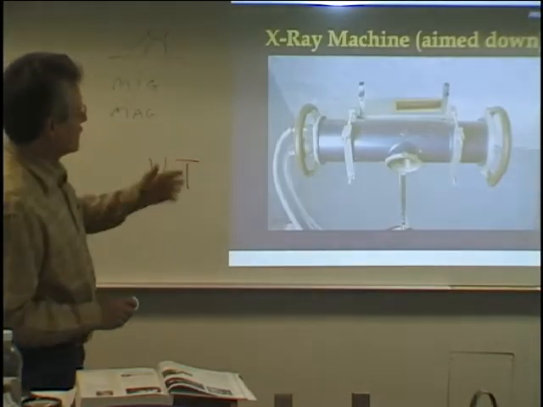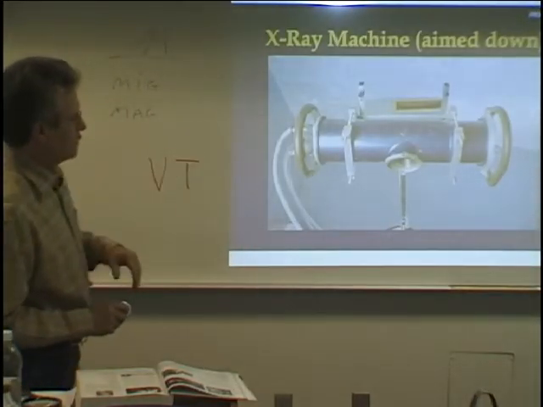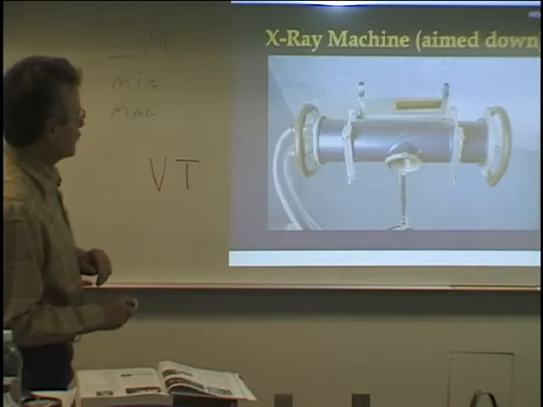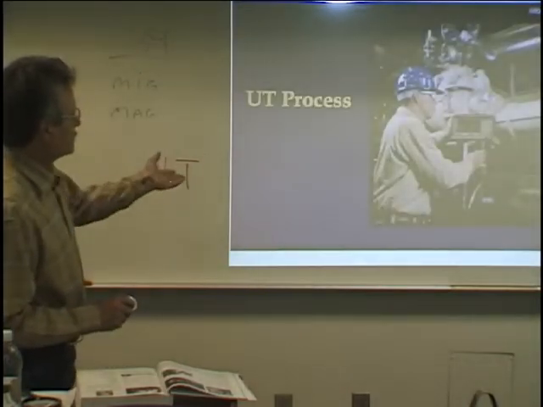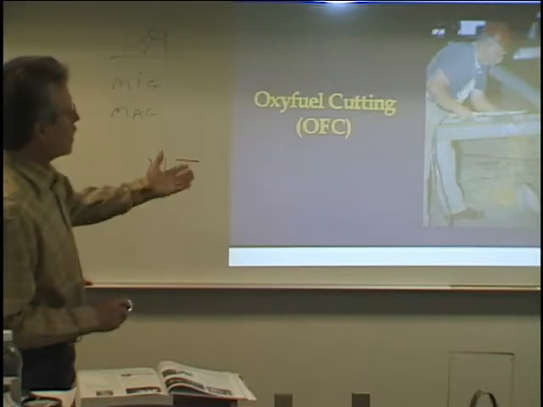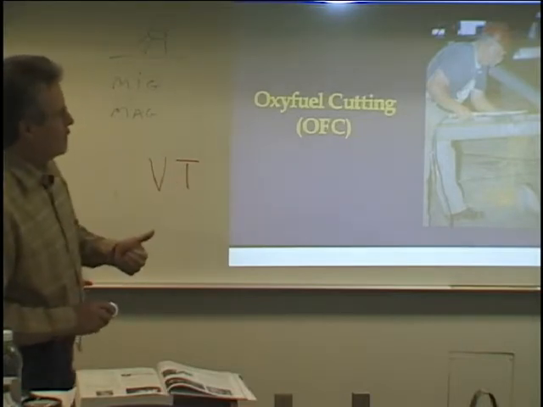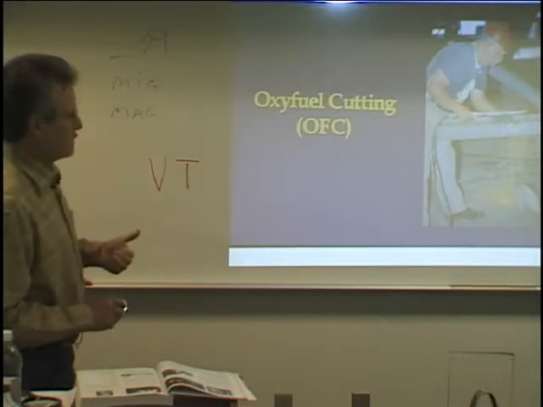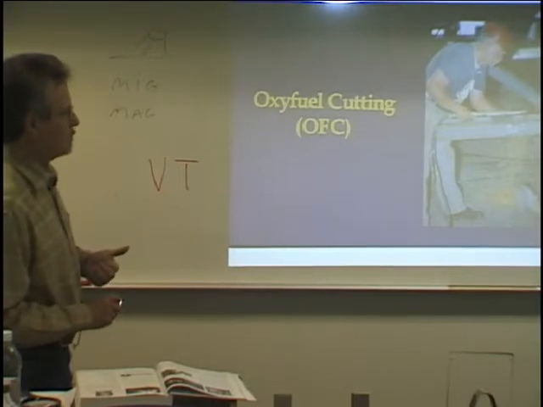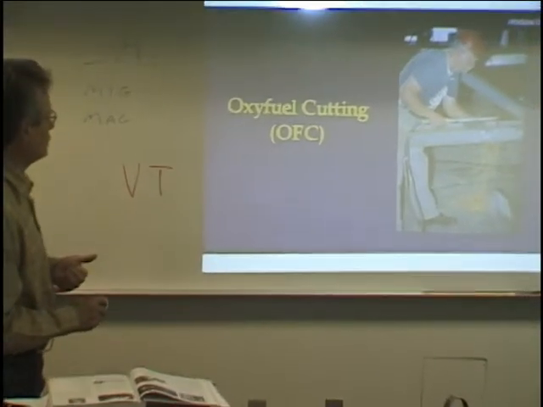So in addition, this is an X-ray tube. We have an X-ray machine in our lab that you're free to look at anytime you want. This is the UT process. This is oxy-fuel cutting, most common. If you're going to be a welder, you have to know how to use an oxyacetylene cutting torch, which is why I insist on everyone taking Weld 1715.